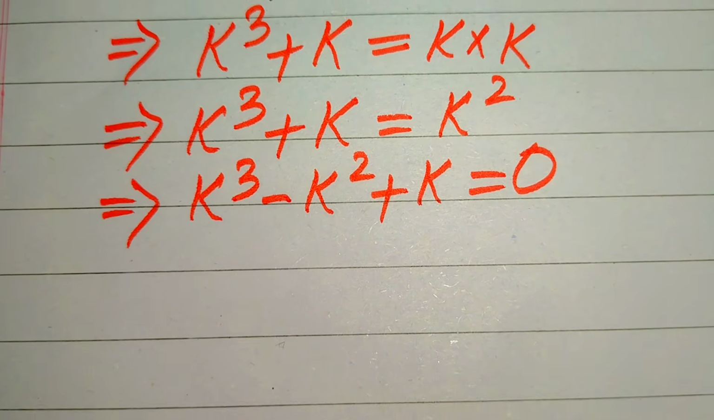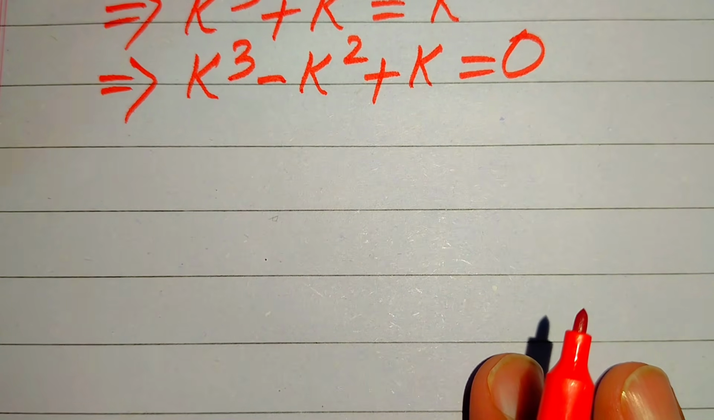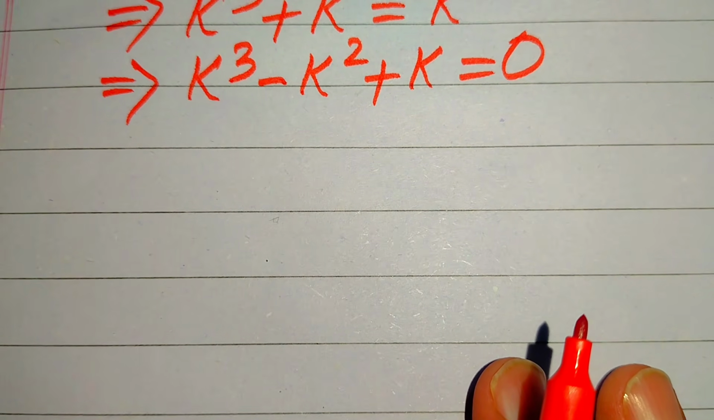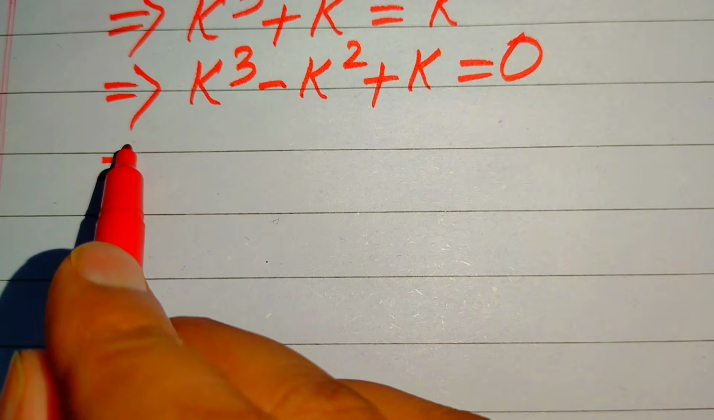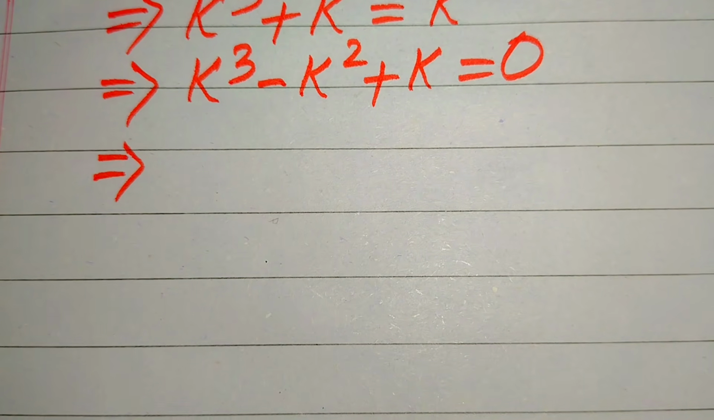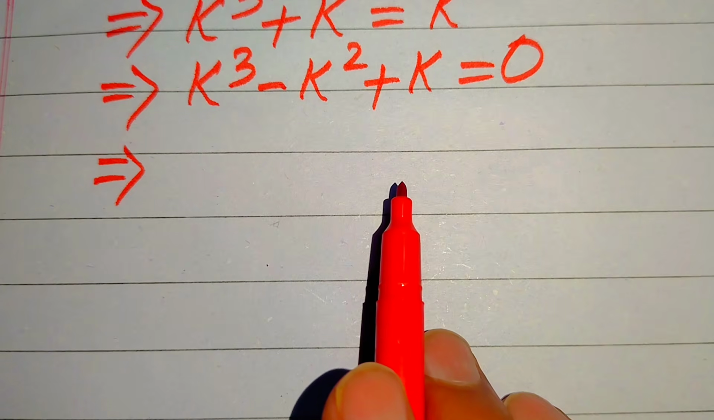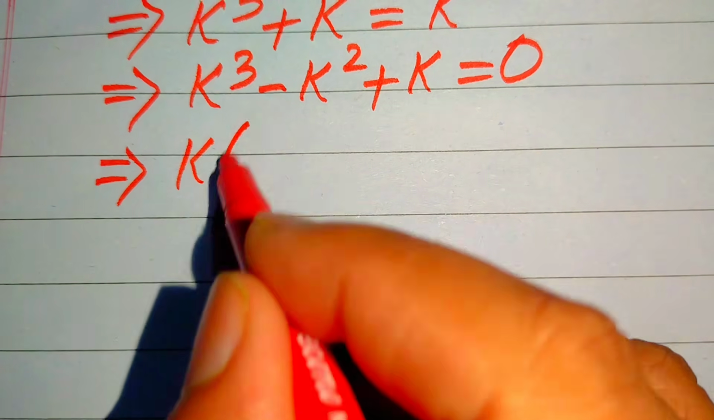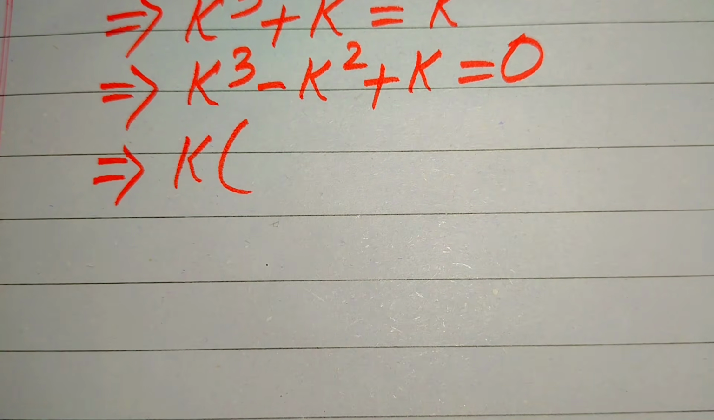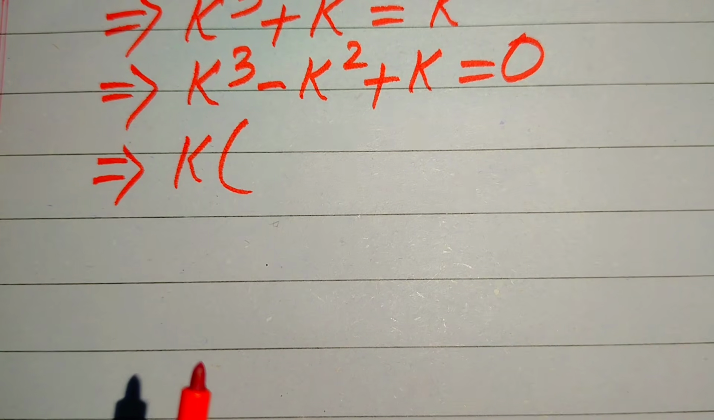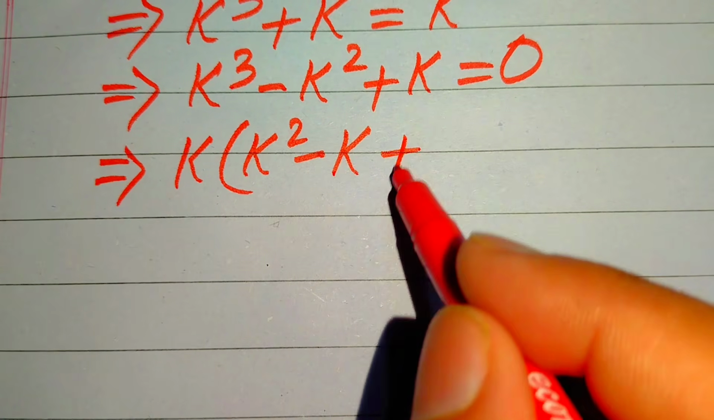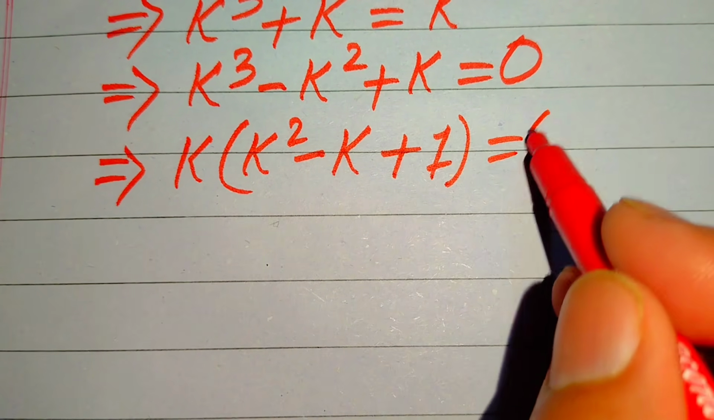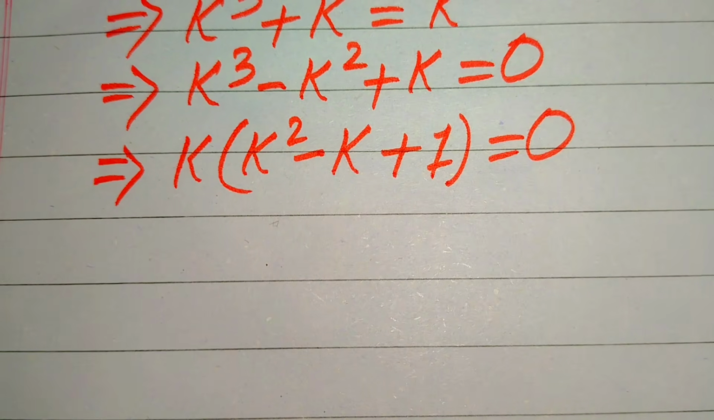And now you see that after this little bit of simplification, our given equation becomes a cubic equation in the variable k. So this means that this equation has 3 or less than or equal to 3 roots. So we need to find all three roots of the given equation. First you see that each of these terms involves k. So we take k common from here, and after taking k common the remaining terms are k square minus k plus 1, and this whole equation is equal to 0.